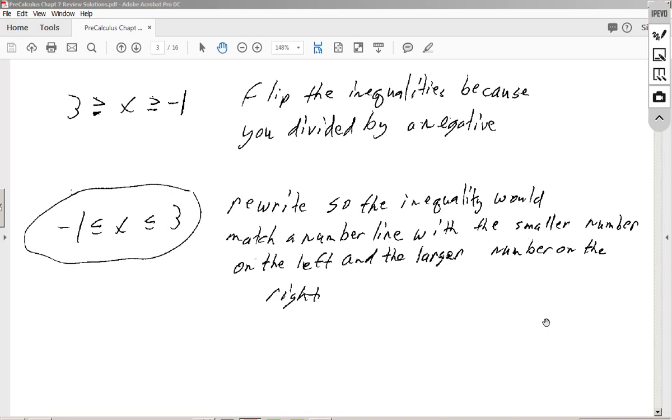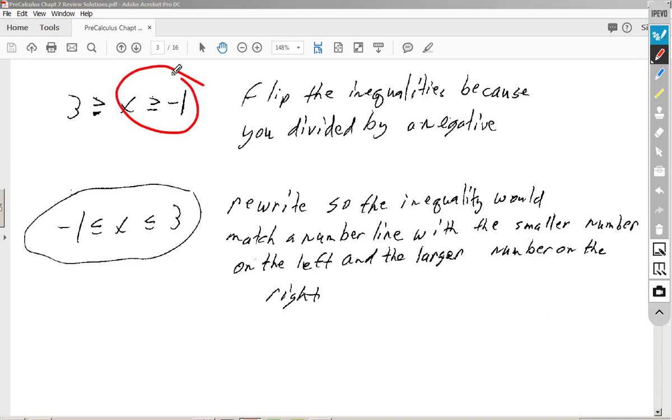And then we're going to go ahead and rewrite it so that the inequality would match a number line with the smaller number on the left and the larger number on the right. So as I rewrite this, I keep the inequalities the same. So this was x is greater than or equal to -1, and x was less than or equal to 3. It looks like that. I just switched it around to make it look nice, because you should always write your inequalities and your interval notation going from left to right, smaller to bigger. And so that is the answer to my inequality.